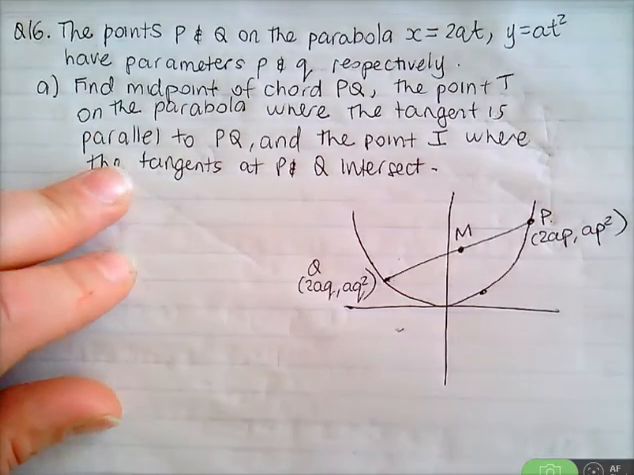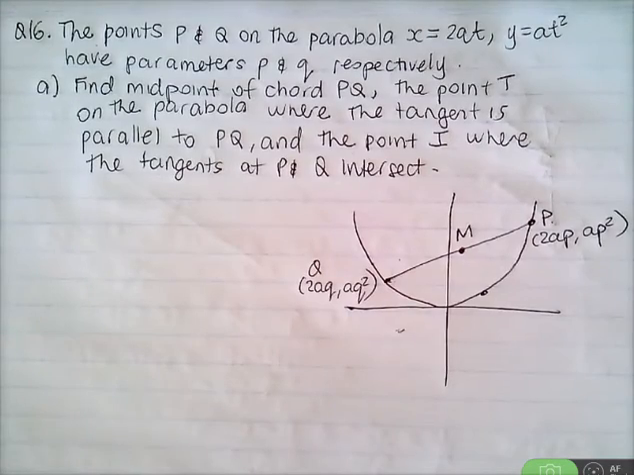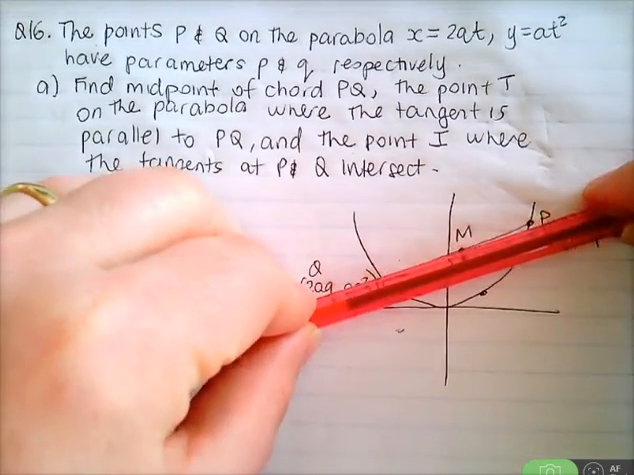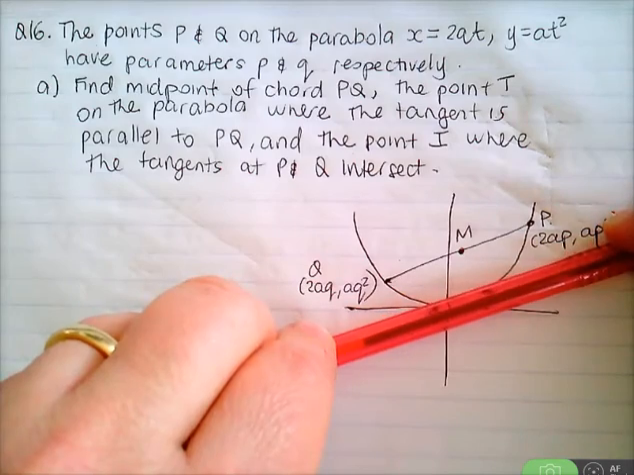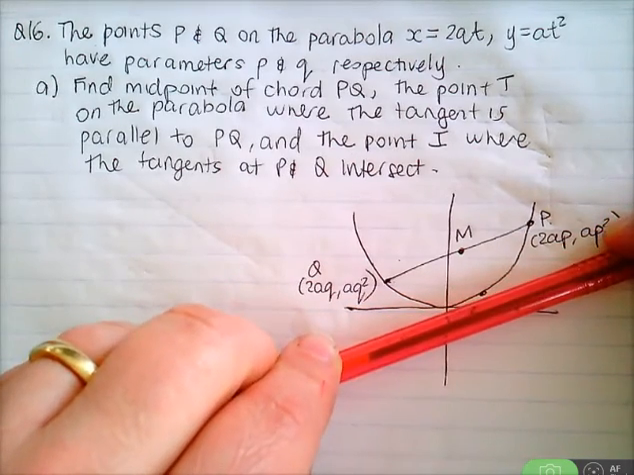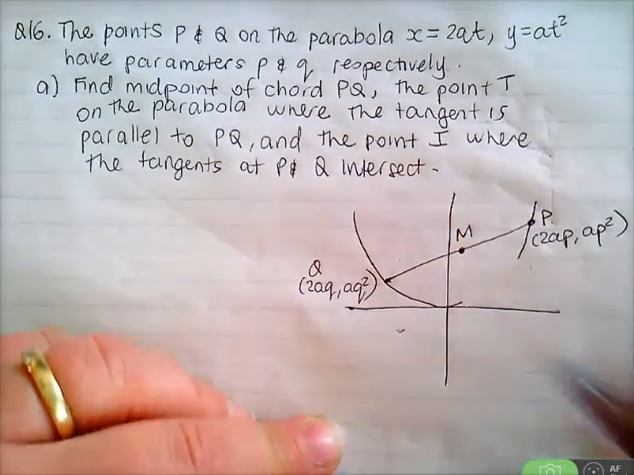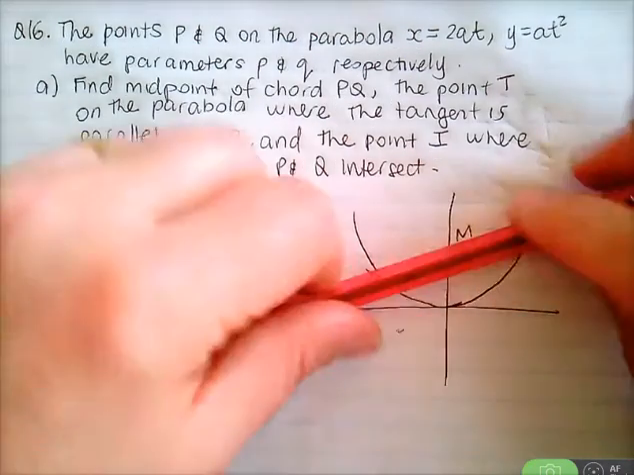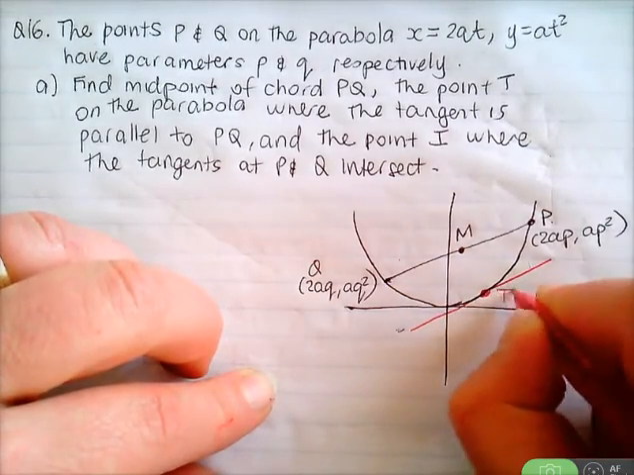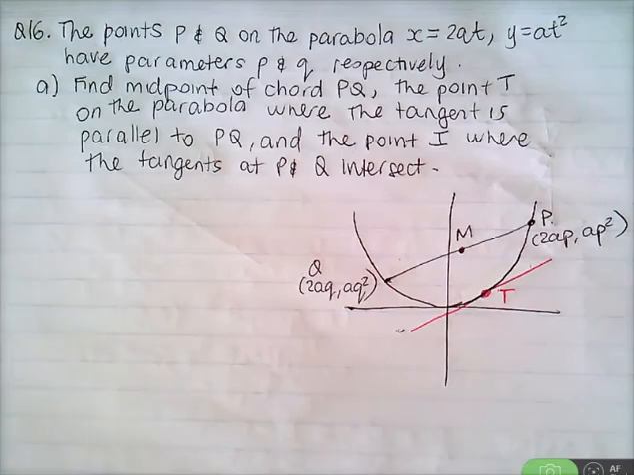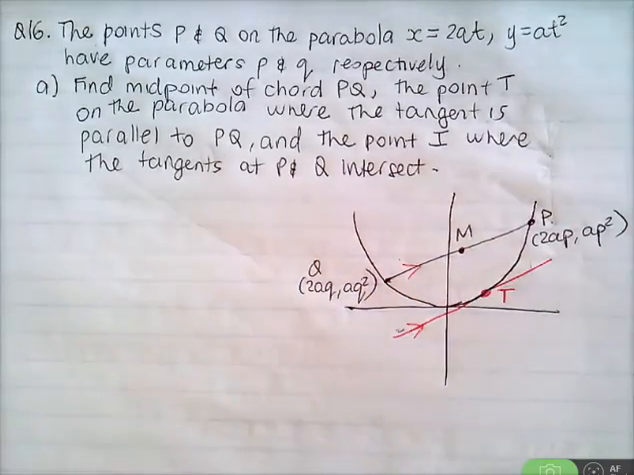T is the point on the parabola where the tangent is parallel to PQ. Anyone want to come and show me where it is? Parallel to PQ. T is the point. No, the point T on the parabola is where the tangent is parallel to PQ. It's just a tangent, and my thing's a bit warped. So here's your thing. T is just on the parabola, and it's parallel, so it could be there. There's T. Got it? T is the point on the parabola where the tangent is parallel to PQ. So we've got parallel lines here. Okay.